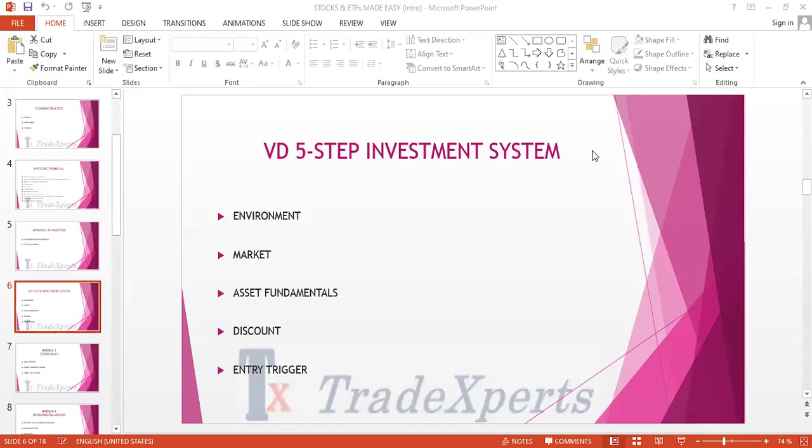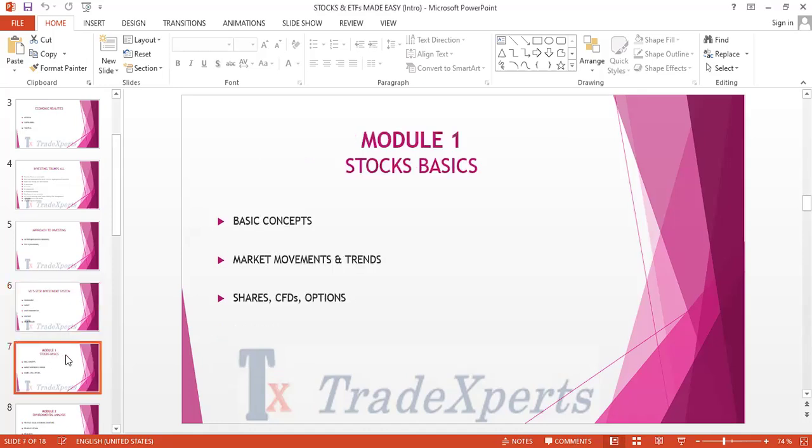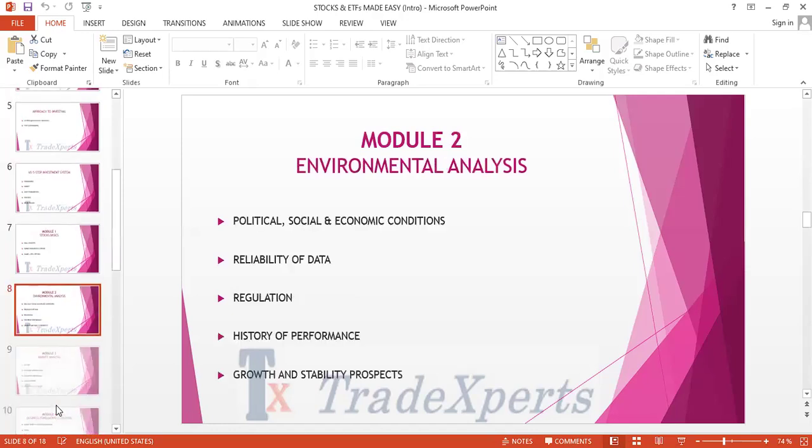So the VD five-step investment system basically looks at the key things you need to be watching out for when you want to get into an investment, especially when it comes to stocks. The first thing you want to watch out for, and I'm still going to explain these things in detail, is the environment. You want to watch out for the market itself. You are going to be looking at the asset fundamentals or the business in question, and then discount and entry triggers. I'm just going to rush through them because we're still going to be talking about them as we progress.